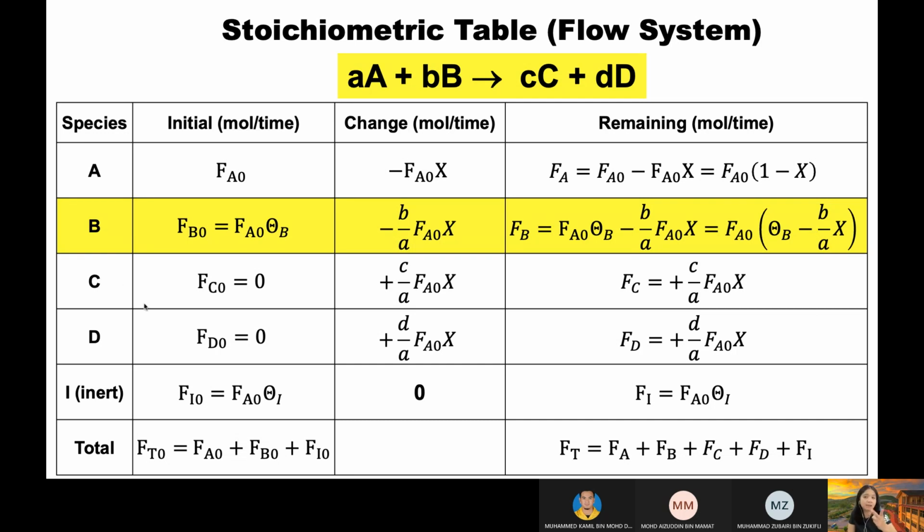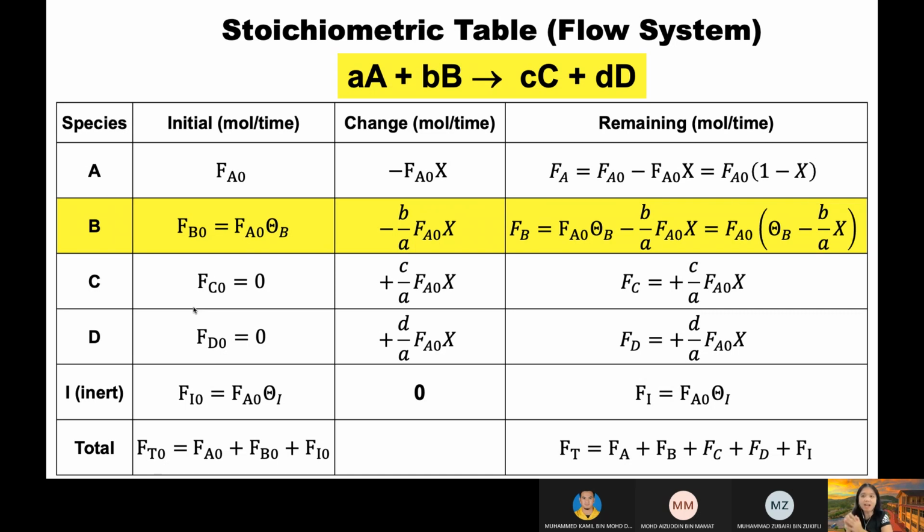Okay, so C and D ni hampir sama sebab C and D is our product. So kita ingat kan tindak balas berlaku, reactant consume barulah kita dapat produk. So produk dia C and D. So kalau you think logically, initial molar flow rate for C and D mestilah kosong because initially they are not formed yet. Dia perlu tindak balas berlaku baru dia boleh terhasil. So initially takkan ada molar flow rate C, takkan ada molar flow rate D.